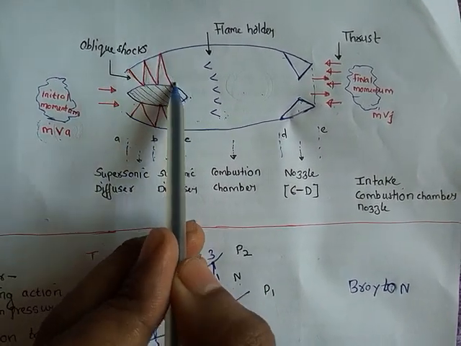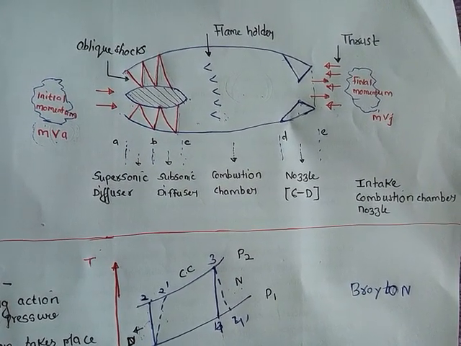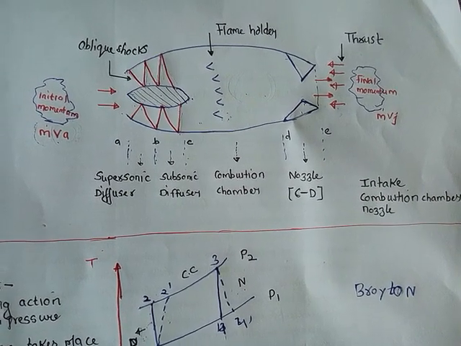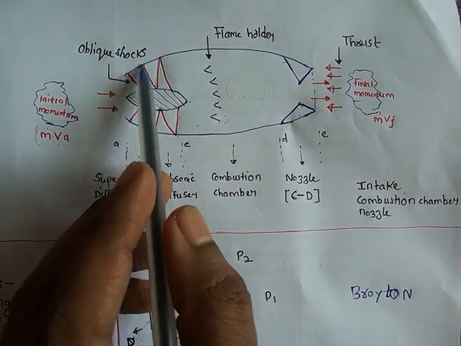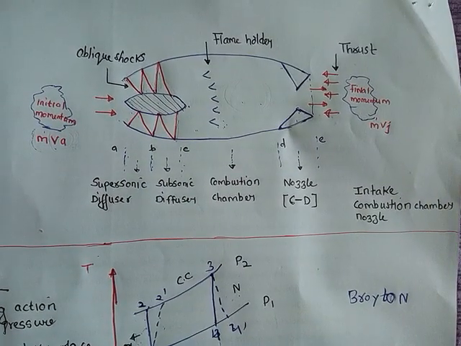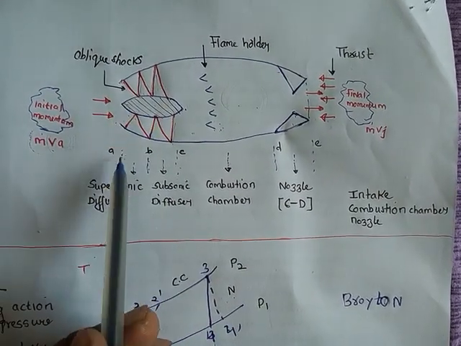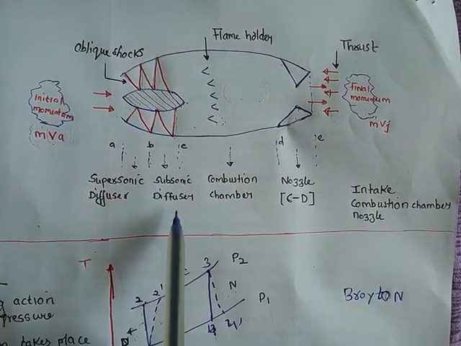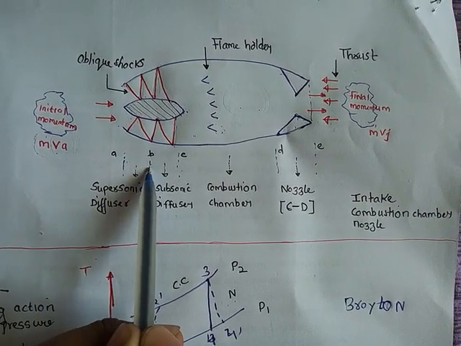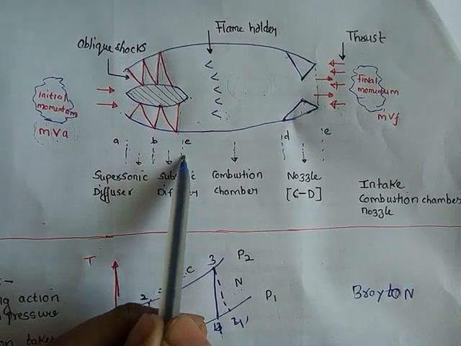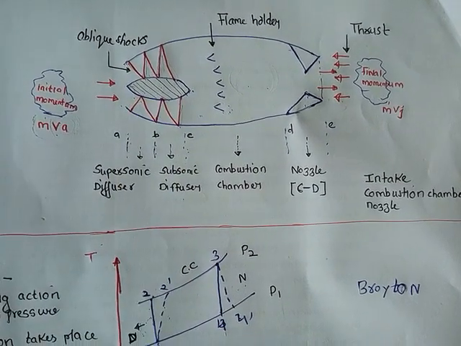This oblique shock, what is the function of this oblique shock? This oblique shock is used to stabilize or to reduce the velocity of the incoming air. Whatever high velocity air is entering into the diffuser section, which has high momentum, it will stabilize. Half of this diffuser is supersonic, and the other half is subsonic. The supersonic diffuser reduces the velocity and increases the pressure, and the subsonic diffuser will further increase the pressure. So in this diffuser, a total ramming action takes place which will increase the pressure.